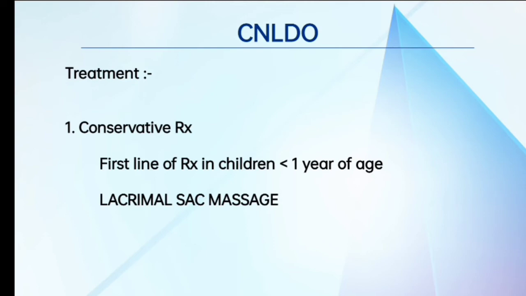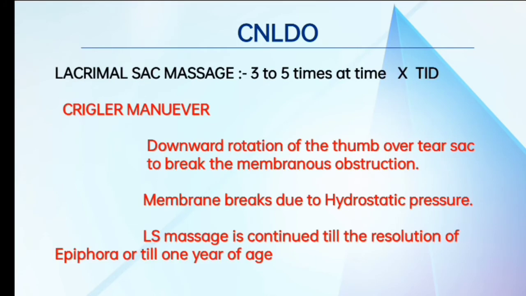Coming to the conservative treatment. It is the first line of treatment in children who are less than 1 year of age. Most common type of conservative treatment that is used is lacrimal sac massage. Lacrimal sac massage should be done 3 to 5 times at a time, TID, that means 3 times in a day.